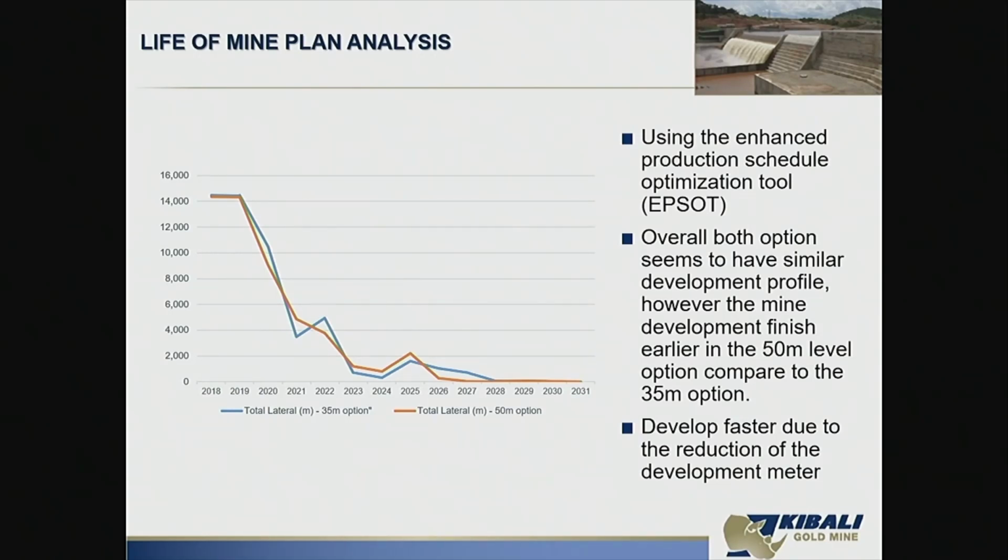And this graph is really showing the development profile, right? Both development profiles are pretty similar really, but however, as you could see, with a 50-meter level spacing interval, you finish your development earlier compared to the 35-meter level spacing interval. So again, there you have some advantage with a 50-meter level spacing interval because you can do some saving on those 2 years, but you can still do a few things to still bring that advantage in.